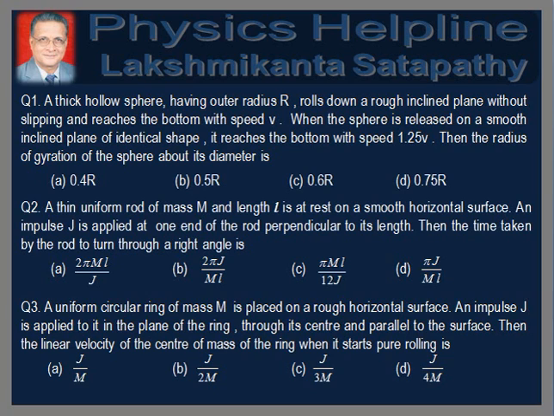Question 3. A uniform circular ring of mass m is placed on a rough horizontal surface. An impulse J is applied to it in the plane of the ring through its center and parallel to the surface. Then the linear velocity of the center of mass of the ring when it starts pure rolling is. The options are J by m, J by 2m, J by 3m and J by 4m.